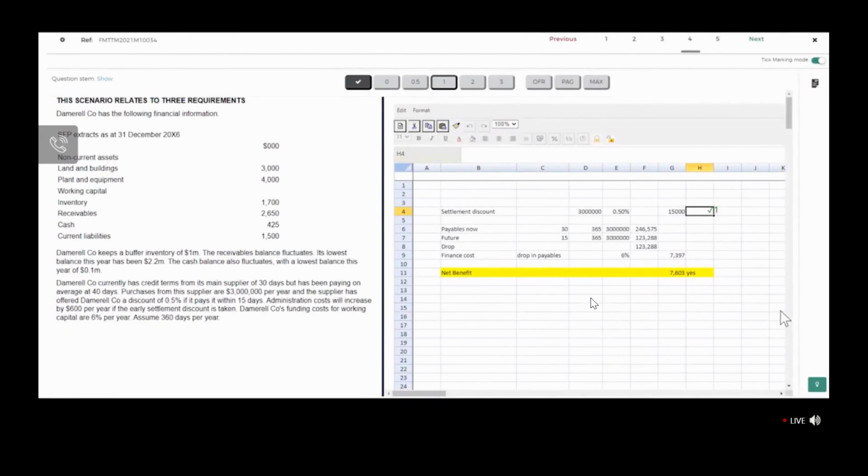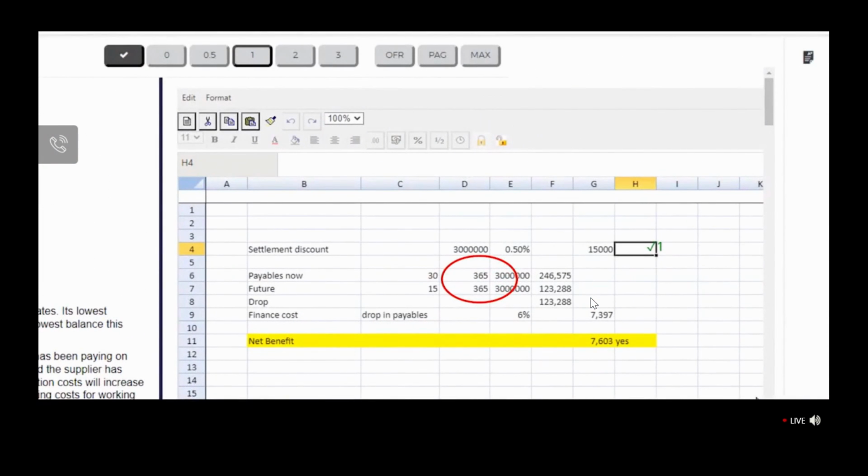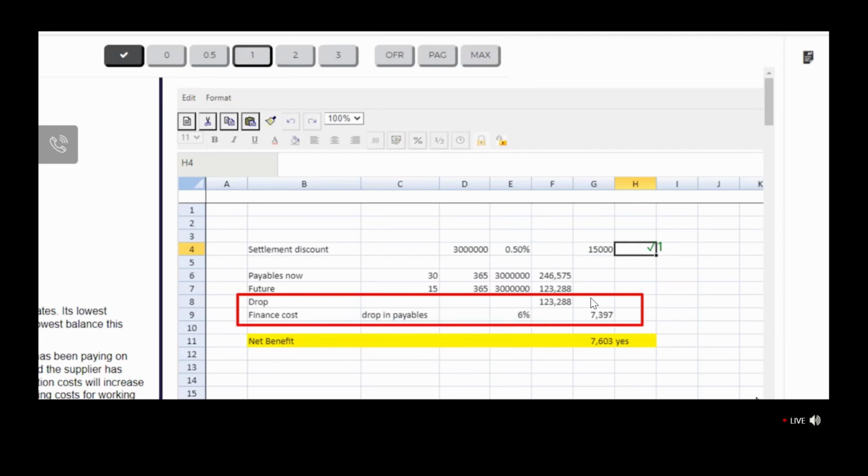The payables now says it's 30 days. Now that might be the credit terms, but that's incorrect. It's the 40 days that we should be using to compare with the 15. They've also used 365 days instead of 360. However, they have correctly used the 3 million purchases to calculate the total payables that requires funding. So the calculation for the drop in funding is correct based on their figures, and then they've applied the 6%. So we can give an own figure rule for that finance cost.